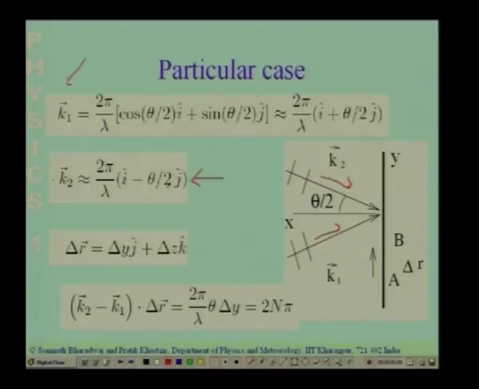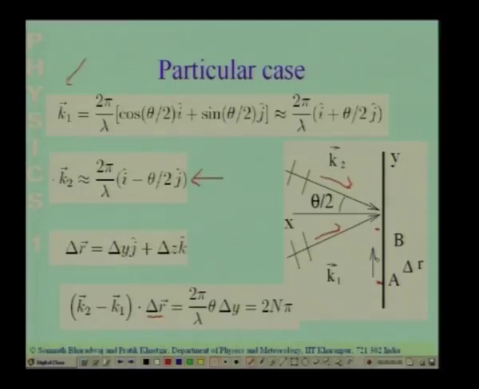Now, the expression for the phase difference is k2 minus k1 dot delta r. We would like to calculate the phase difference between 2 points A and B, and this is given by k2 minus k1 dot delta r. There is a minus sign, but that does not matter. Here delta r refers to possible displacements on the screen.